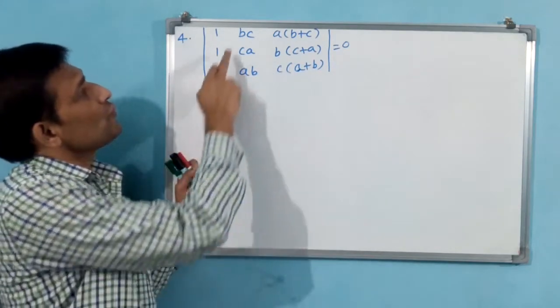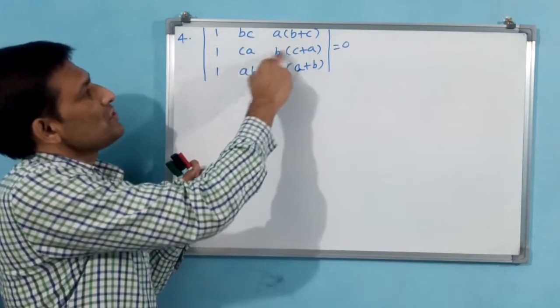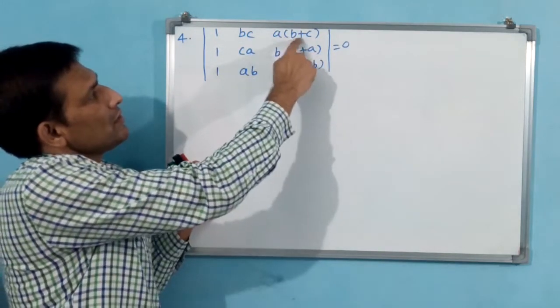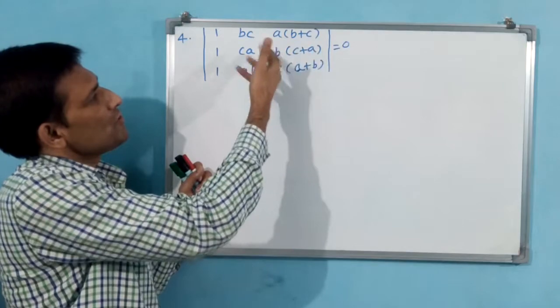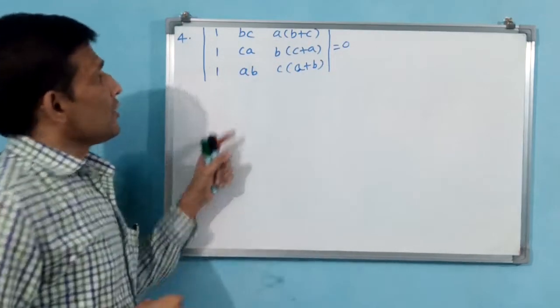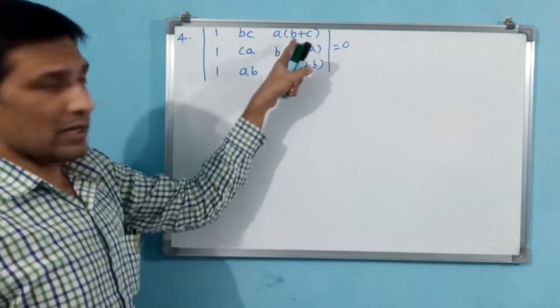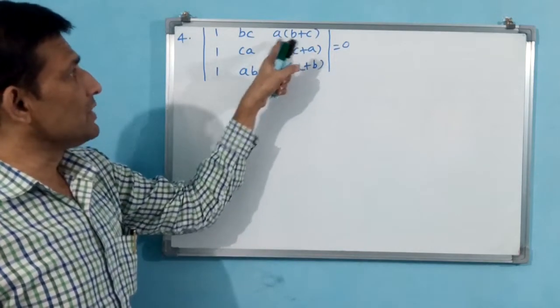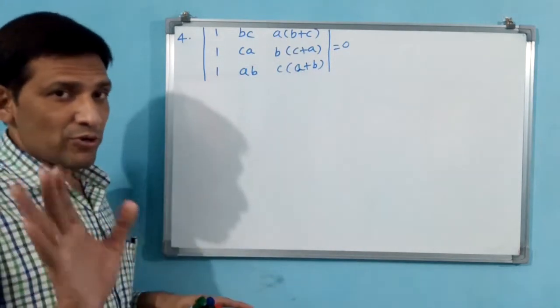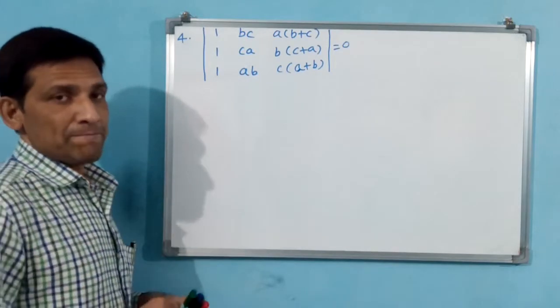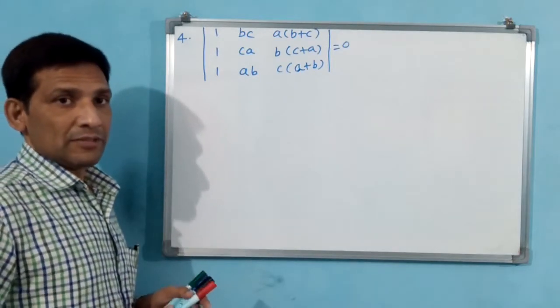Or else what you have to do? Another column you have to make BC, CA, AB. BC, CA, AB, I don't think it is going to become. Here BC has to come. But here BC comes means that is not going to give your answer. That you keep in your mind. Understand now?